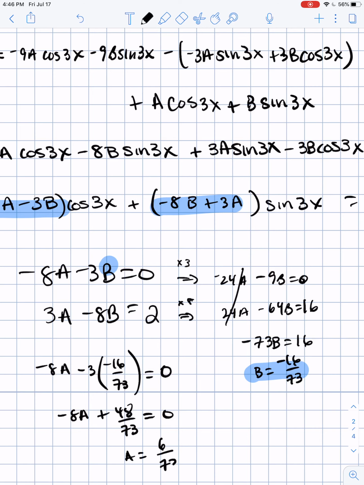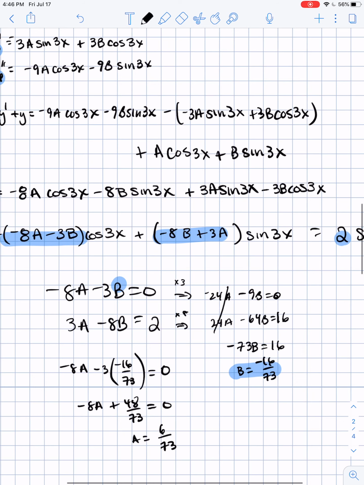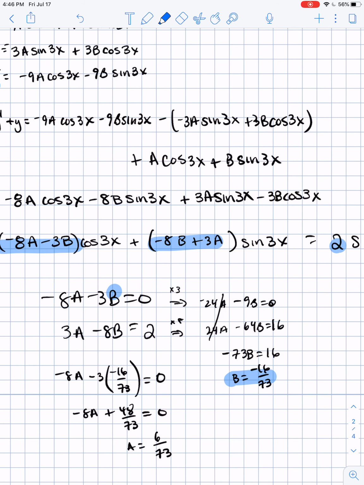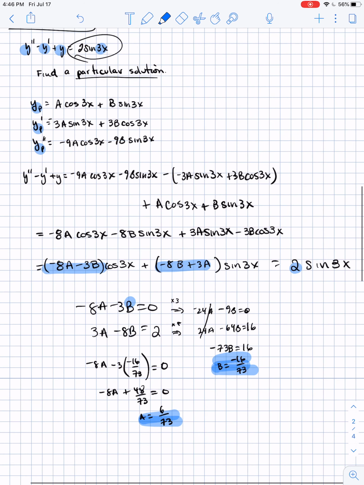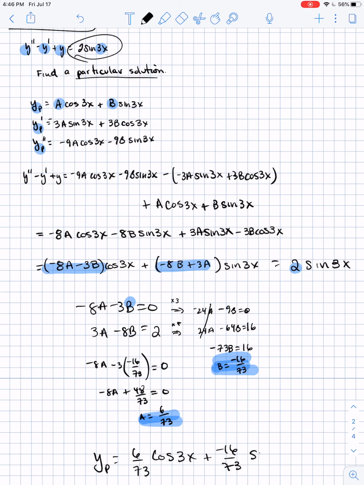So now for my particular solution, I'm going to use the a and b that I have here and plug them back in. So my particular solution in this case, y of p, is going to equal 6 over 73 cosine 3x plus negative 16 over 73 sine 3x. All right, so that's example 2.